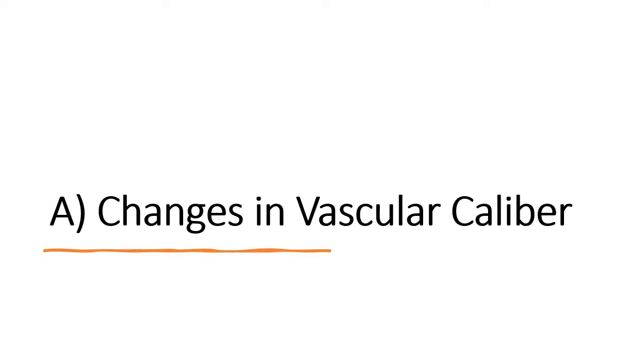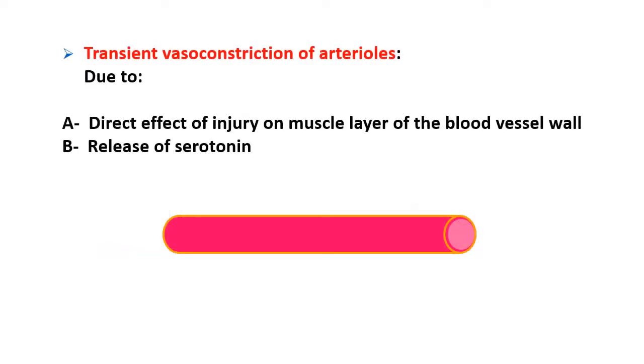Changes in the vascular caliber pass through 3 phases: early vasoconstriction, followed by persistent vasodilation with dilation of postcapillary venules, and lastly vasodilation with constriction of postcapillary venules. Let's start with transient vasoconstriction of the arterioles. It occurs due to direct effect of injury on the muscle layer of the blood vessel wall and also due to release of serotonin. Serotonin is a powerful vasoconstrictor.